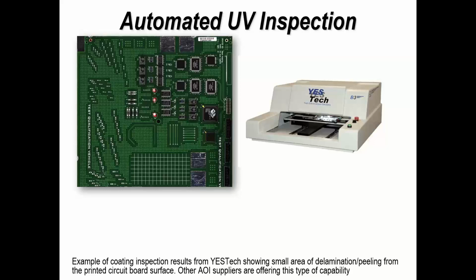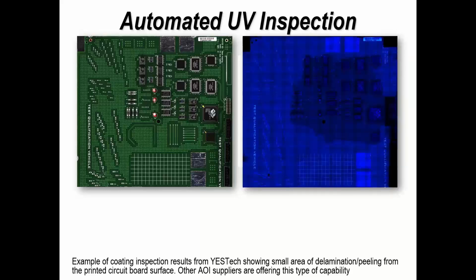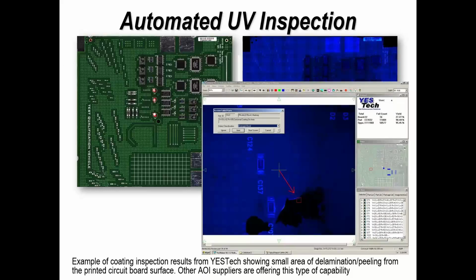So you would set up criteria or use the criteria that exists on the software and then scan boards. And as you can see here, an area has been defined and the system would then scan the board and then highlight any errors. So you can see an example here of an area which is being highlighted where the conformal coating is not present.